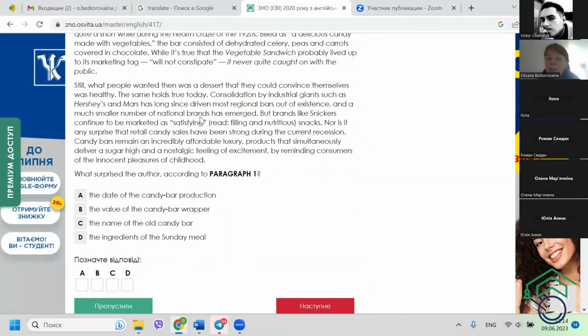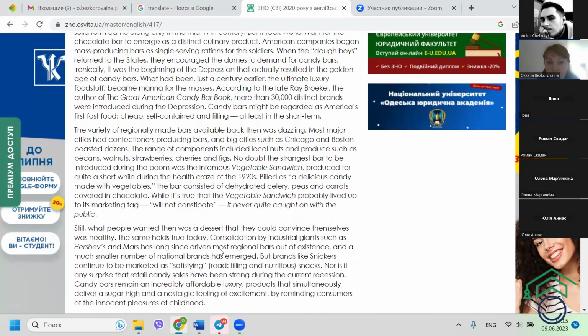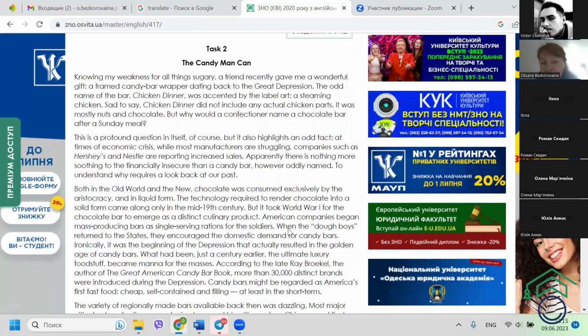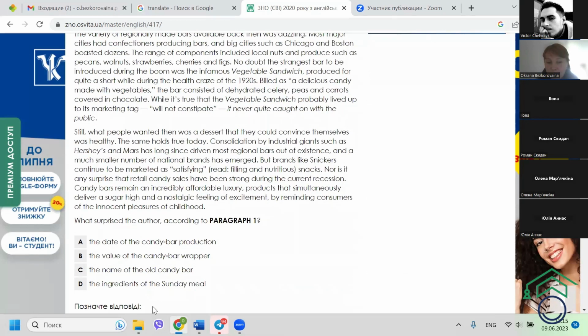Спочатку пам'ятаємо, да? Перш ніж приступати до тексту, прочитайте перше завдання і 4 варіанти вибору. А потім читайте текст. Як правило, завдання йдуть у хронологічній послідовності. Прочитали завдання, читаємо текст, знайшли відповідь, читаємо наступне завдання.